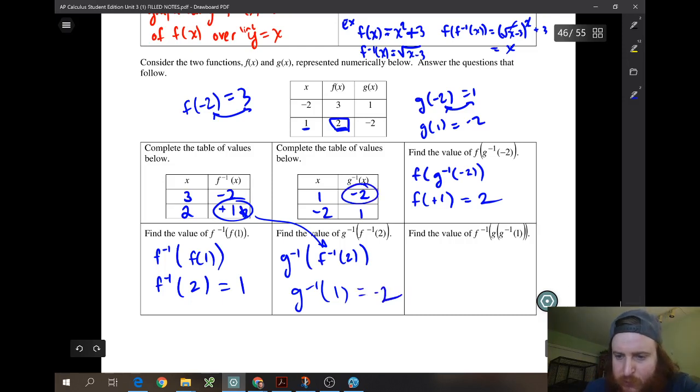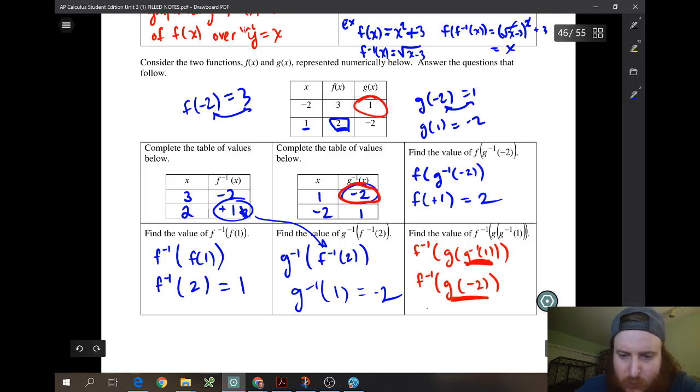And this last one, I'll use another color. The inverse of f of g of the inverse of g of 1. So we always start from the inside. We're always going to start with the inverse on the inside. What's the inverse of g of 1? The inverse of g of 1 is negative 2. So now we're going to leave everything else the same, but right here we're going to change that to a negative 2. So now what's g of negative 2? g of negative 2 is 1. So now it's what's the inverse of 1 for f.